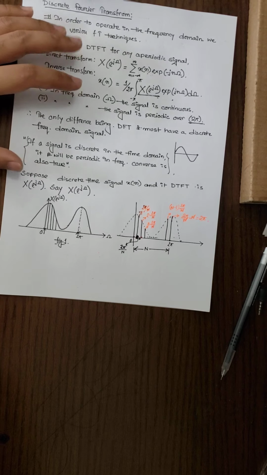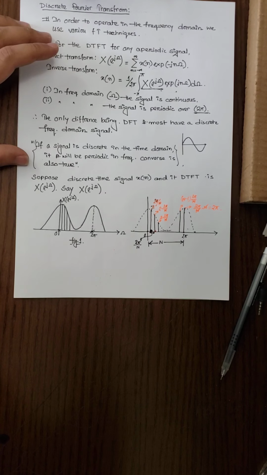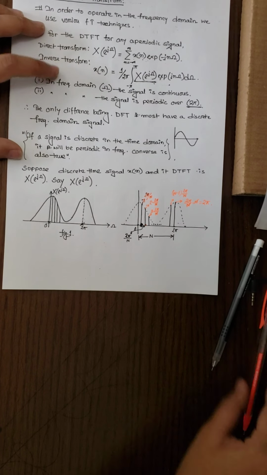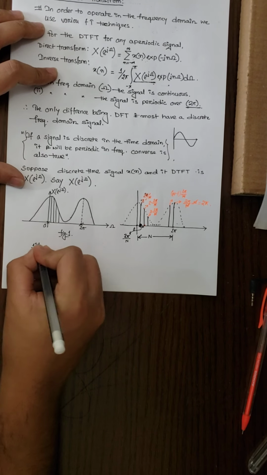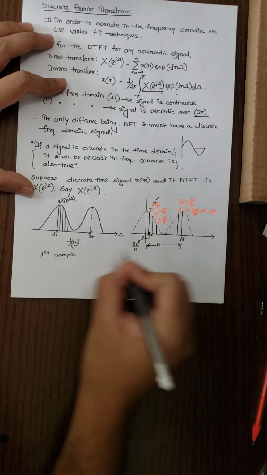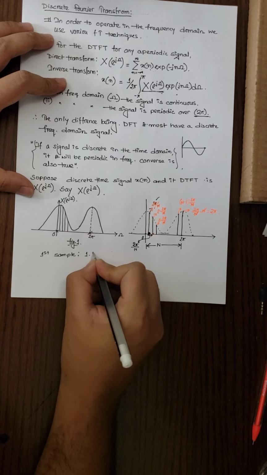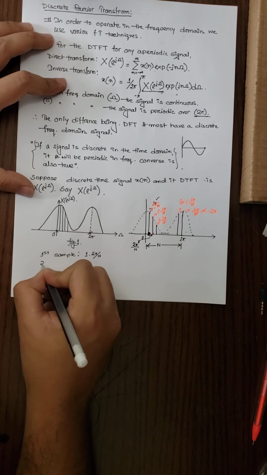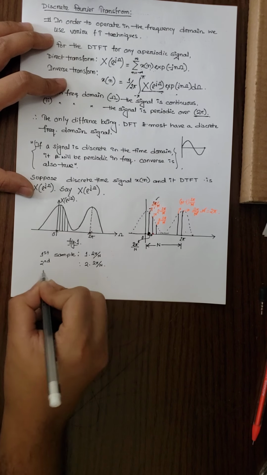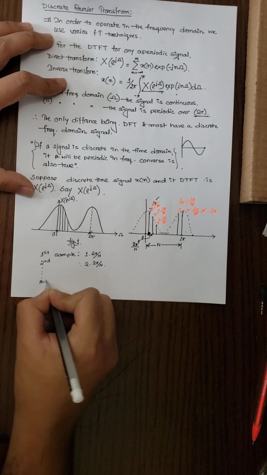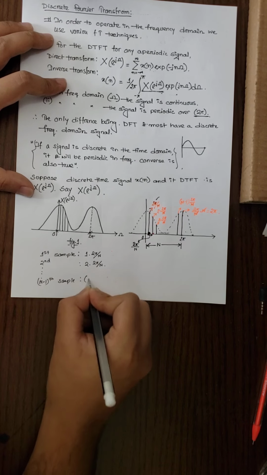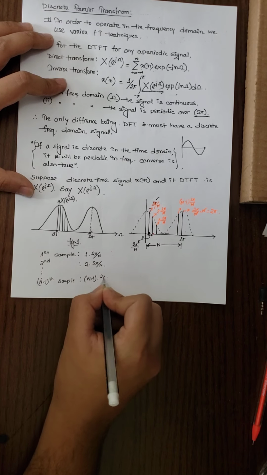I hope that is clear up to now. Now then, in our case, if the value of the first sample, which is this one, is 1 into twice pi over n, the second will be 2 times twice pi over n, and consequently the n minus 1th sample will be n minus 1 times twice pi over n.